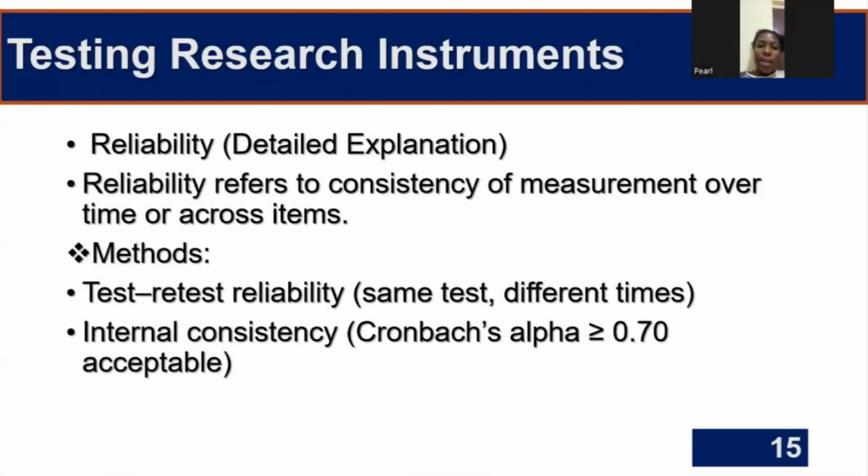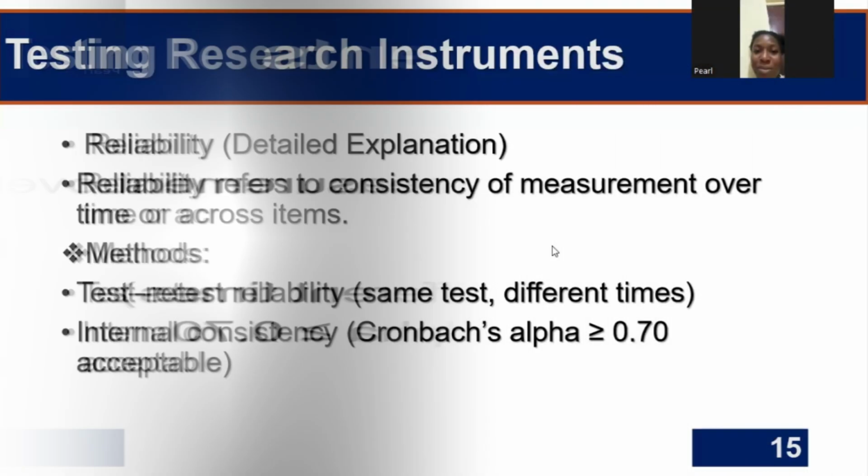Okay, so still under testing research instruments, we have reliability. It provides detailed explanation for the people. Reliability refers to the consistency of measurement over time. That is how consistent the measurement is, whether we test it over and over again, we have the same results. And the methods, we have test-retest, which is conducting the same test at different times. It has internal consistency for about greater than 0.70. Please move on to the next slide.